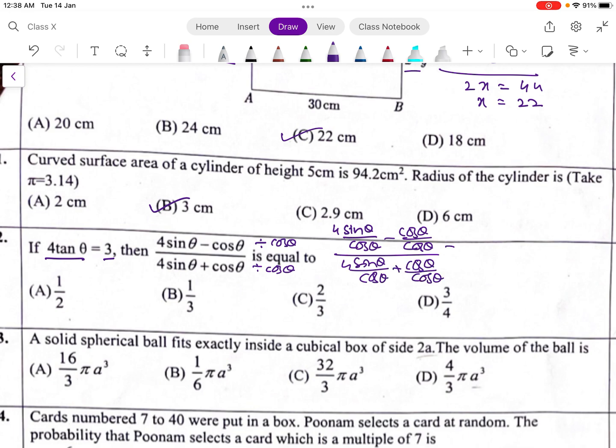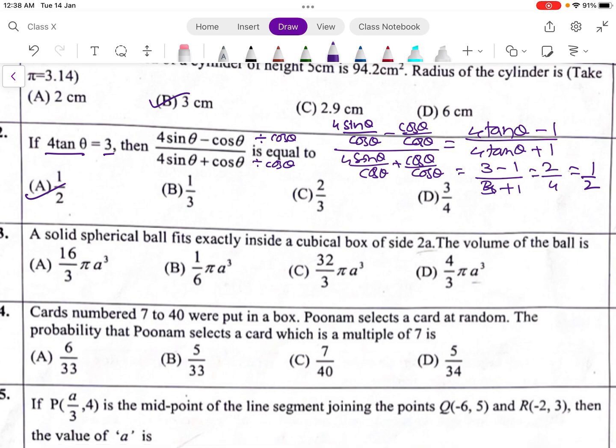Because of that, the first term will become 4 tan theta minus 1, and the denominator will become 4 tan theta plus 1. Now 4 tan theta is nothing but 3, so 3 minus 1 over 3 plus 1, which is 2 by 4, or 1 by 2. So option A is the correct option.